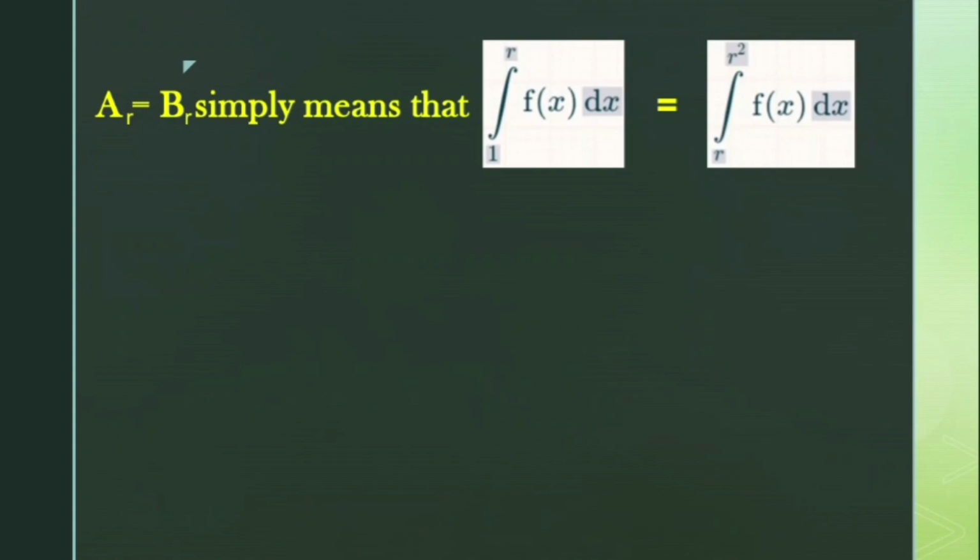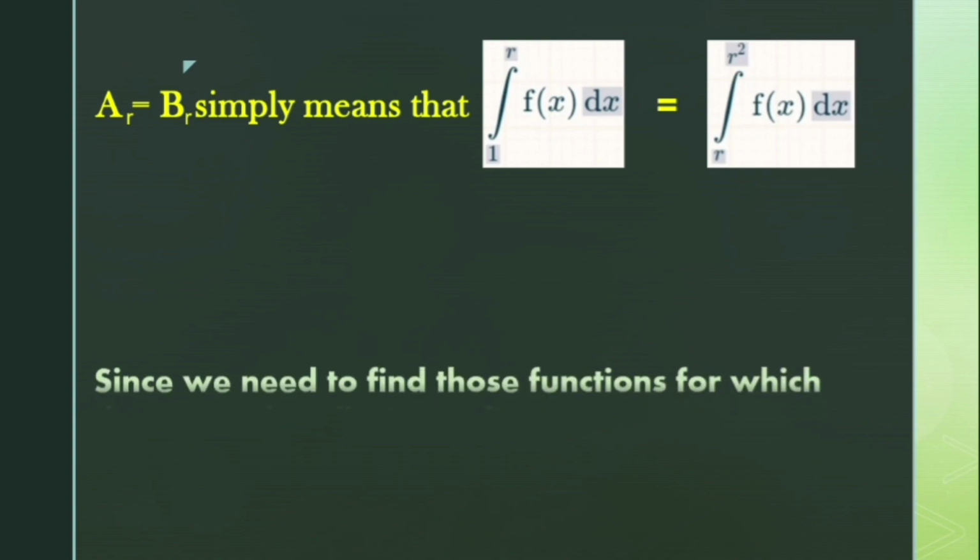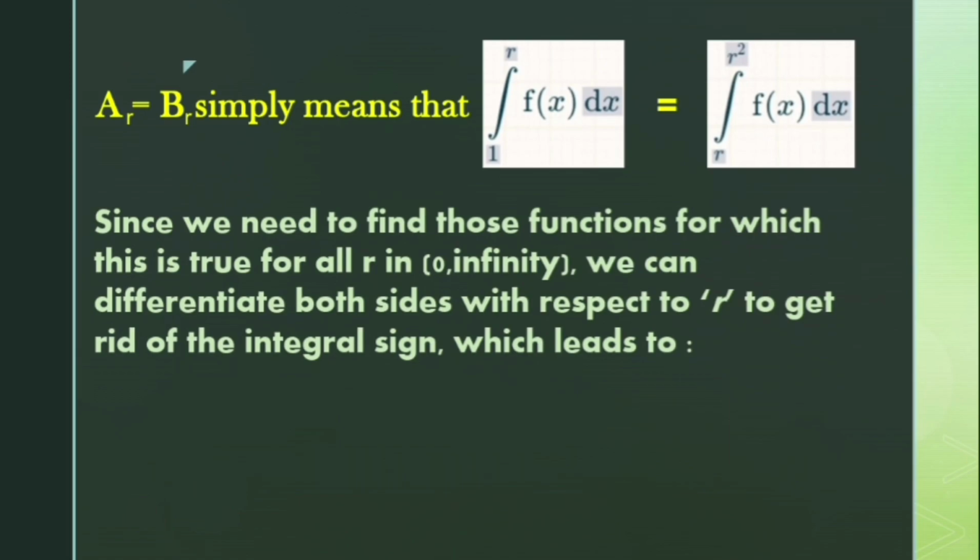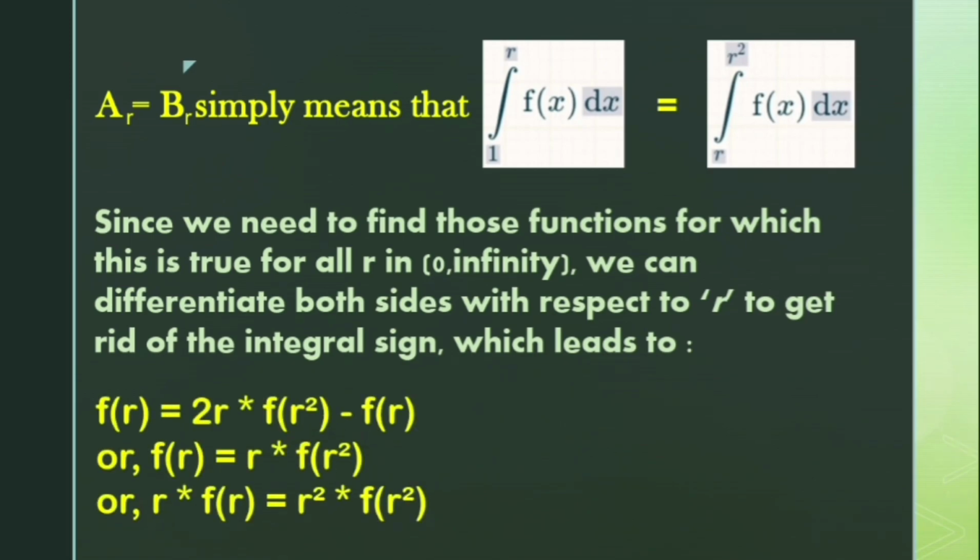Now, the condition which they have given, that A sub r equals B sub r, simply means that the integral from 1 to r of f(x) dx is the same as the integral from r to r square of f(x) dx, and we need to find those continuous functions f(x) for which this is true for all r belonging to R plus. So what we'll do is, since this must be true for all r in 0 to infinity, we can differentiate both sides with respect to r, because in that way we can get rid of the integral sign. So we'll differentiate that according to the Leibniz rule.